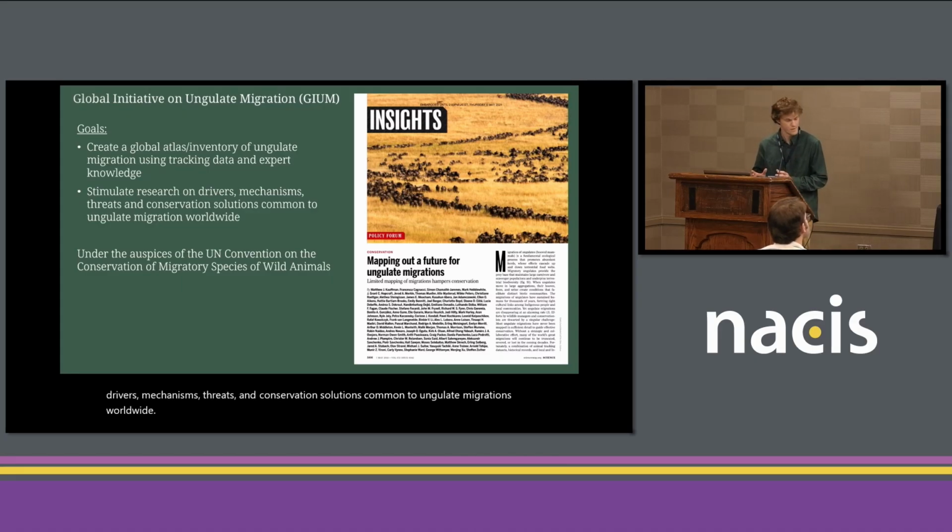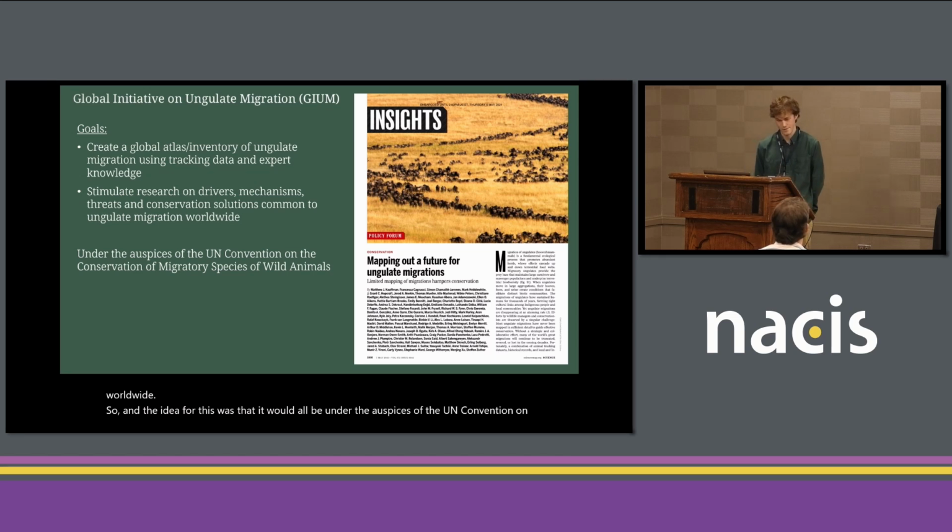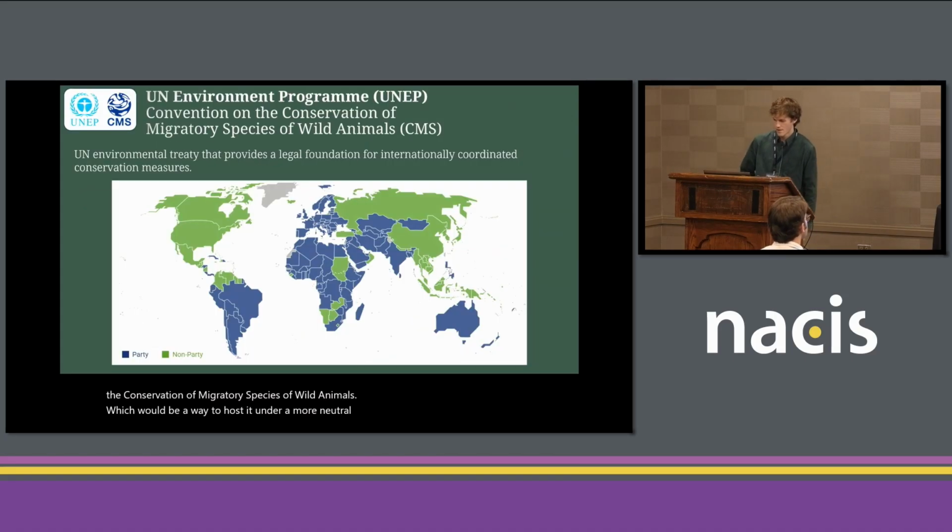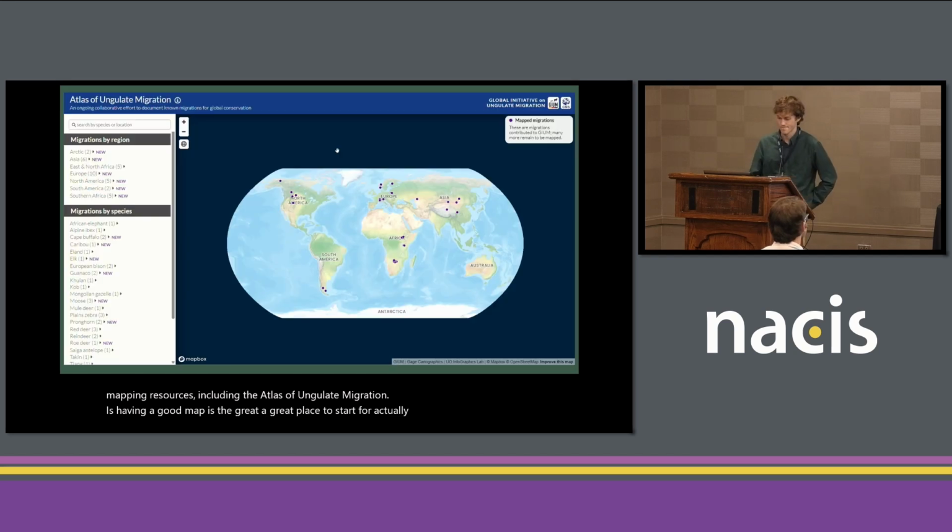The idea for this was that it would all be under the auspices of the UN Convention on the Conservation of Migratory Species of Wild Animals, which would be a way to host it under a more neutral and respected source. It's a UN Environmental Program treaty that provides a legal foundation for internationally coordinated conservation measures, and they have a great website that has a bunch of mapping resources, including the Atlas of Ungulate Migration, because having a good map is a great place to start for actually conserving a migration.